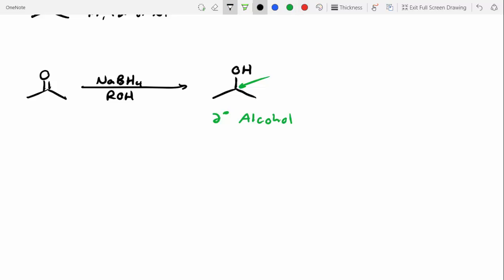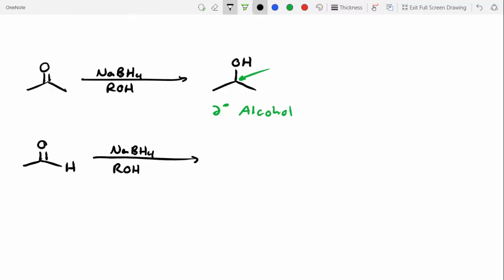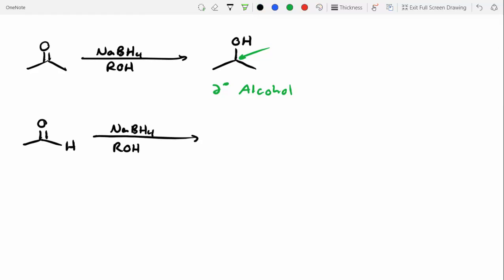All right, let's do the same sort of reaction with aldehydes, and then predict what our product might look like. What do you think the resulting product will be if you treat an aldehyde with sodium borohydride? A primary alcohol, right? So if we look at this, we can still reduce out here, but now we just formed a primary alcohol.